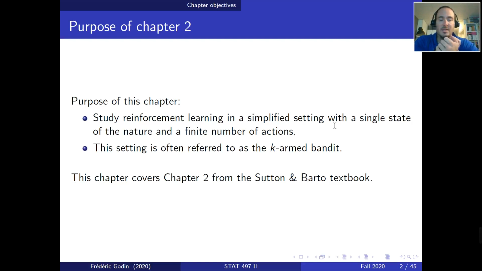In this setting, there's a single possible state, or state of nature, and a finite number of possible actions. Having a single state simplifies the problem, and then we'll go to more complicated models in subsequent chapters. This setting that we will study is referred to as the K-arm bandit, as just mentioned, and it is covered in chapter 2 from the textbook.